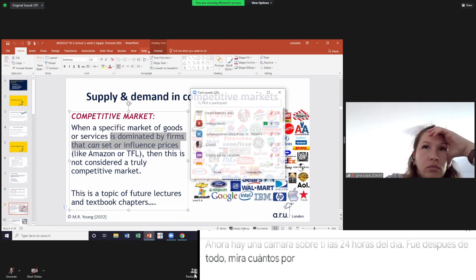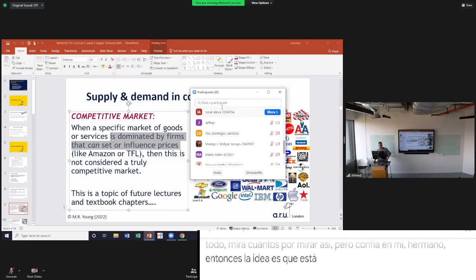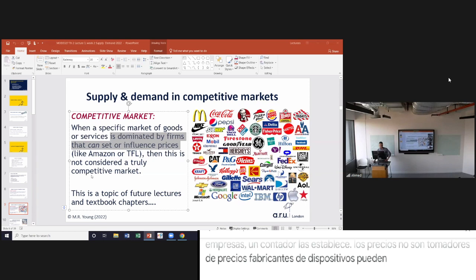So the idea is then that when a specific market of goods is dominated by a few firms that can set the prices, they're not price takers, they're price makers, like Amazon or TfL, then this is not considered a truly competitive market. Now, we're going to speak about that a lot in succeeding lectures. We're just mentioning it here.